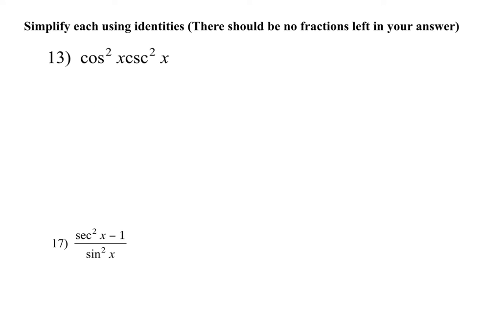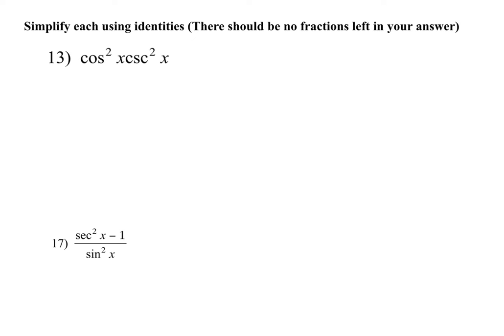So when it says simplify, and then I put a little caveat, there should be no fractions left in your answer, that's because I'm letting you know you should work until you have trig functions with no fractions. All right? And so if I were to look at this cosecant squared, cosecant squared, cosine squared, whatever, then it's wanting me to simplify this more than what it already is.